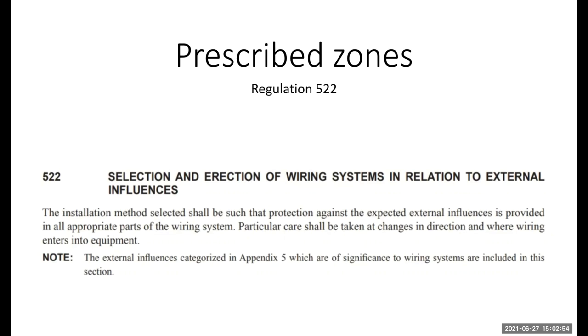The first thing to look at is regulation 522, protection against the expected external influence. So what are they? Basically, this is namely things like impact damage from a nail or screw, from hanging wall pictures, fixings for furniture like shelves, and from other trades and DIYers going about their ordinary tasks around the property.